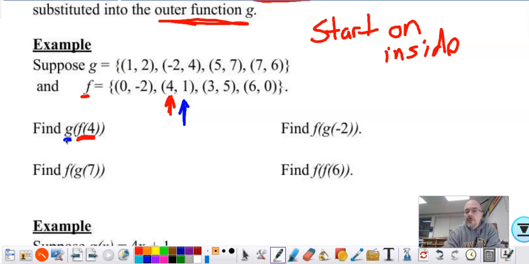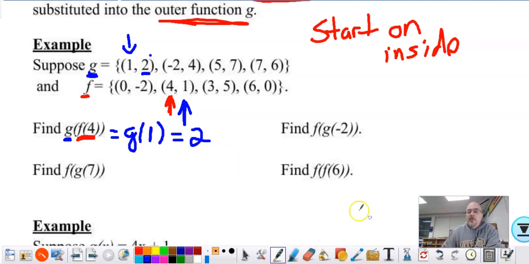So what we're going to do, ladies and gentlemen, is put G on the outside. Now I'm going to replace the f of 4 with the 1. Now I go and look at the G, and I go to where x is a 1, and I notice, ladies and gentlemen, that its partner is a 2. So the answer to that is 2.